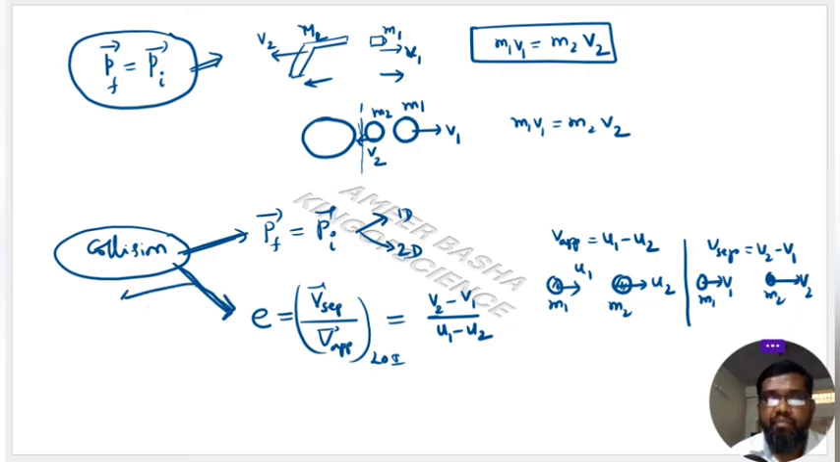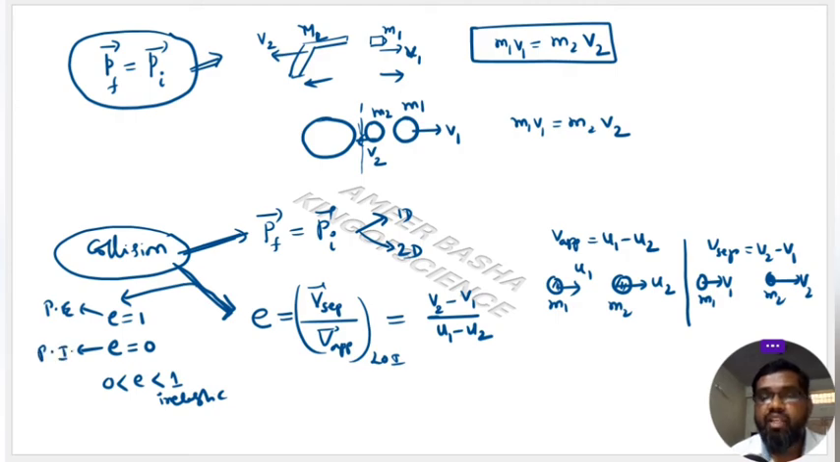And this will be the second idea, E. E is 1 for perfectly elastic collisions. E is equal to 0 for perfectly inelastic collisions. E can be any value between 0 and 1 for simply inelastic collisions. It is inelastic. This is perfectly elastic. This is perfectly inelastic. Okay.